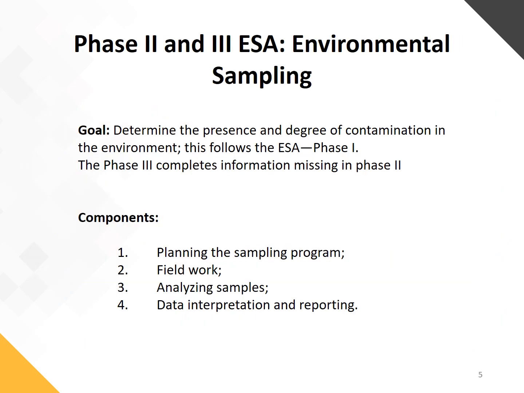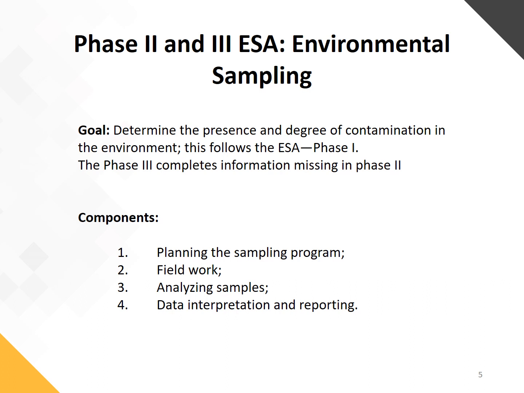Today's webinar is related to the phase 2 and the phase 3 of an environmental site assessment because this is when you're going to take samples. So we're going to base today's webinar on the different components of a phase 2 or a phase 3. Just a small reminder, the goal of the phase 2 and phase 3 is to determine the presence and degree of contamination in the environment, and the phase 3 is to complete the information which is missing in phase 2. The 4 components: the first one is planning the sampling work, second is field work, third is analyzing samples, and then data interpretation and reporting.